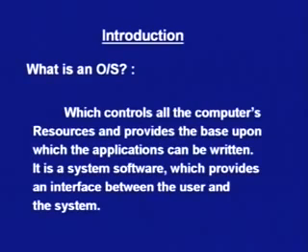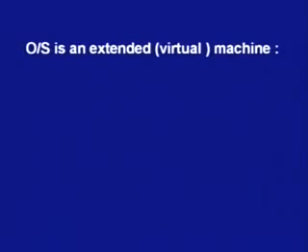An operating system is a software which controls all of the computer's resources, and it provides the base upon which applications can be written. It is a system software which provides an interface between the user and the system. When I say system software, it means it's not an application software. What the user writes is an application, and what the manufacturer provides is the system software. So there is a difference between system software and application software, and we shall presently see what the difference is. But first let us go to the other aspects of an operating system.